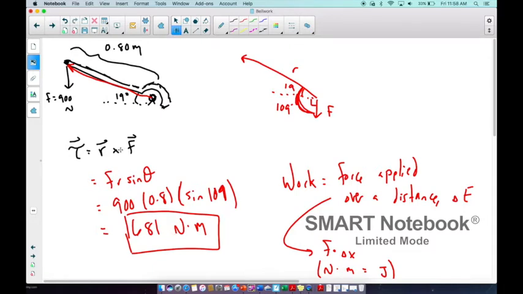Torque is a cross product. Torque is not work. It is not a change in energy. It is just like a force. It just so happens to have this unit of newton meters, newtons times meters, because it's the cross product of a position vector and a force vector. So please, please, please do not get this confused.